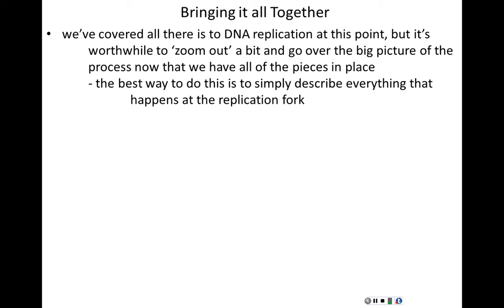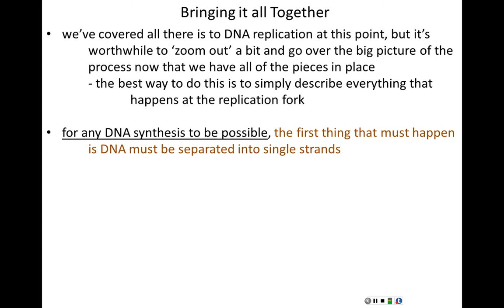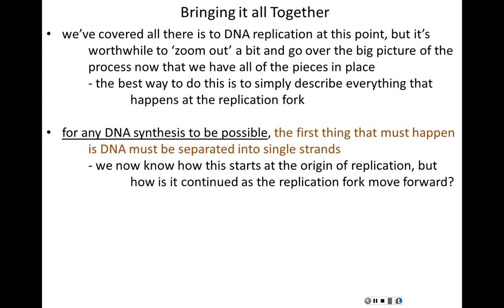For any DNA synthesis to be possible, the very first thing that has to happen is that the two strands of existing DNA need to be separated so that they can each serve as template strands for DNA synthesis. We talked about how this process starts: the origins of replication are pulled apart by initiator proteins. But we never really talked about how the DNA continues to be separated as the replication forks move forward.